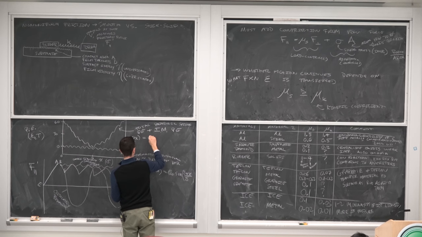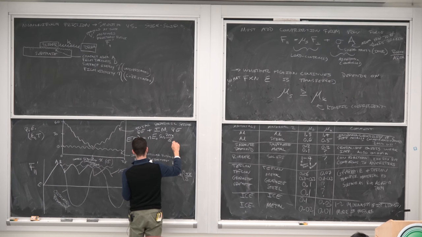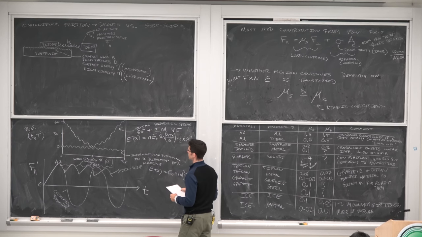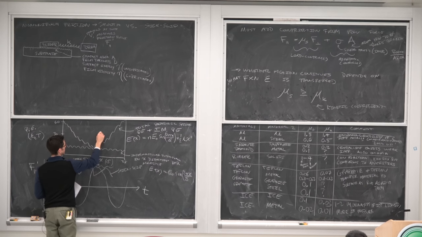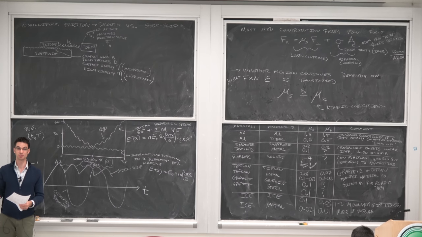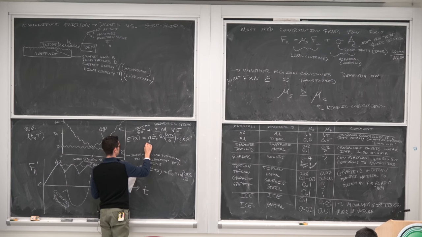E of x equals N E naught sine 2 pi x over delta plus 1/2 k, the spring constant, times the displacement squared. So this plot is really E of x over N, because it's per molecule. So this is the number of molecules in the contact area.